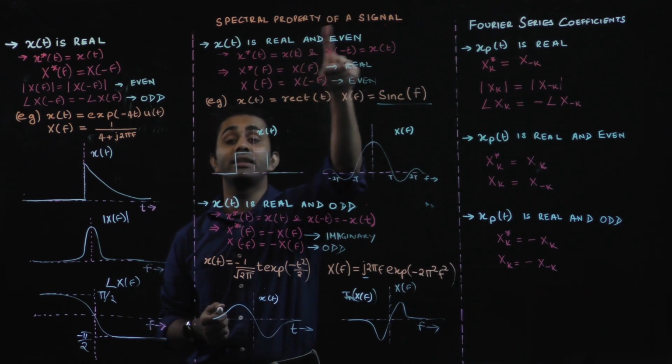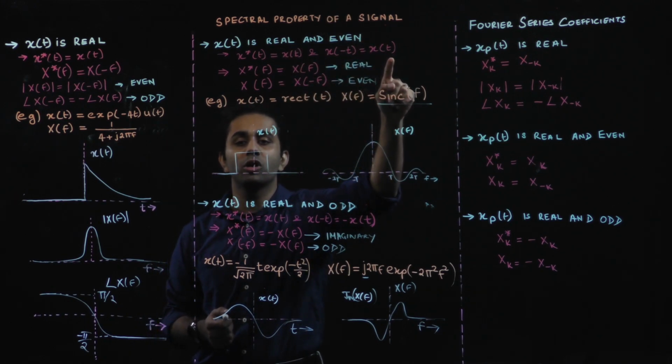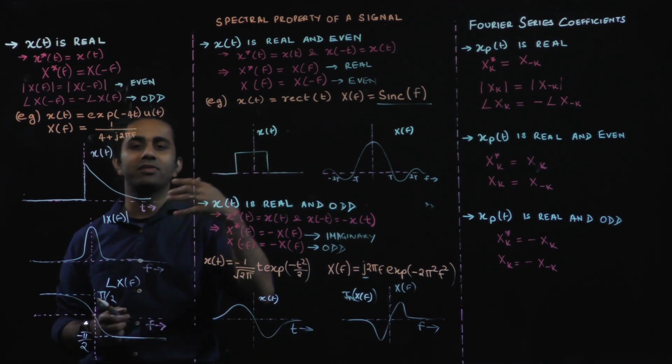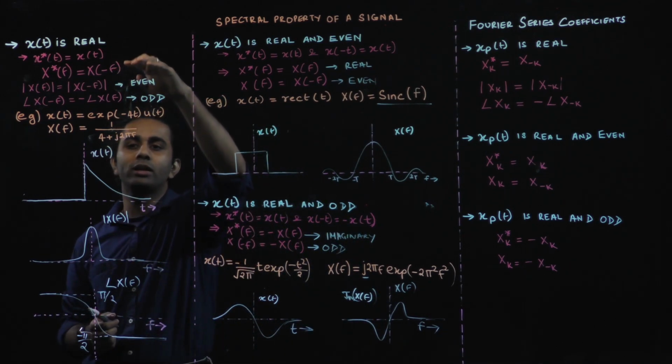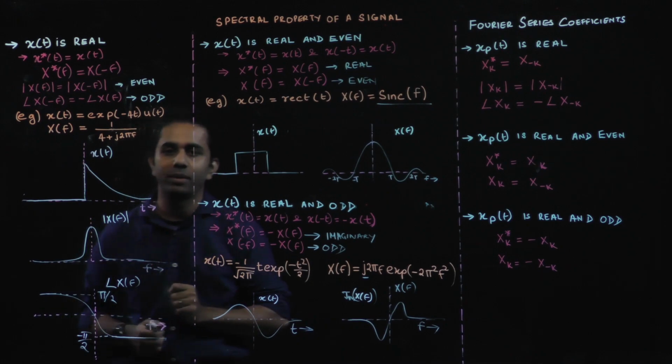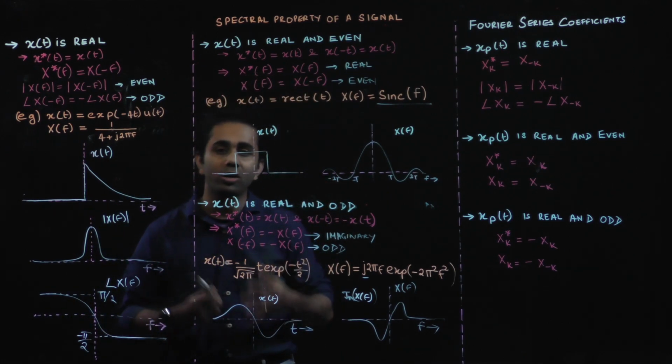Similarly, if my x of t is real and even, I am going to have x of f as a real function and it is going to have even symmetry. And if I do not know whether it is even or odd, and I only know that x of t is real, then I know that the magnitude is going to have even symmetry and the angle is going to have odd symmetry. So this was specifically for aperiodic signals.